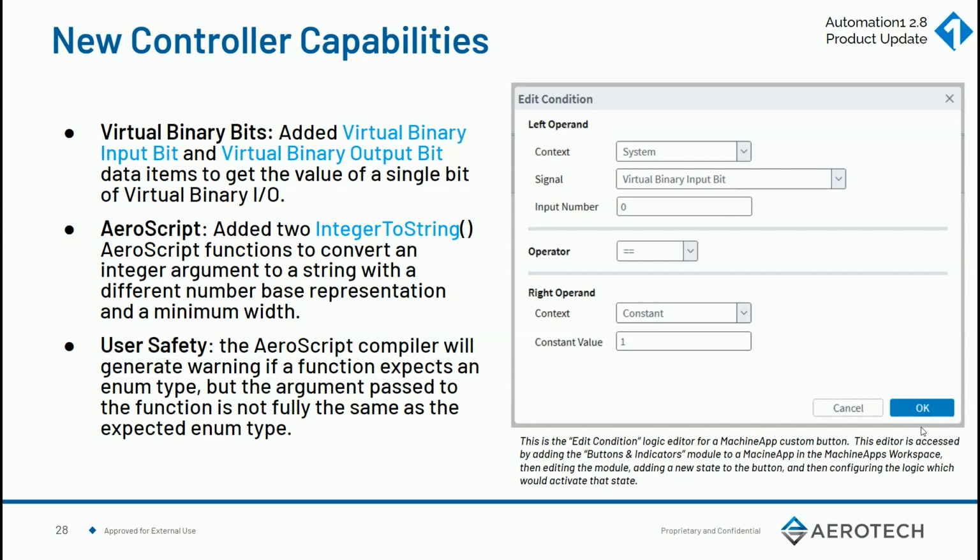In AeroScript, we also added 2 integer to string AeroScript functions, and this is to convert an integer argument to a string with a different number base representation and a minimum width. We improved user safety. The AeroScript compiler will now generate a warning if a function expects an enumeration type, but the argument passed to the function is not fully the same as the expected enumeration type. So if we don't get what we expect, we're going to give you a warning.